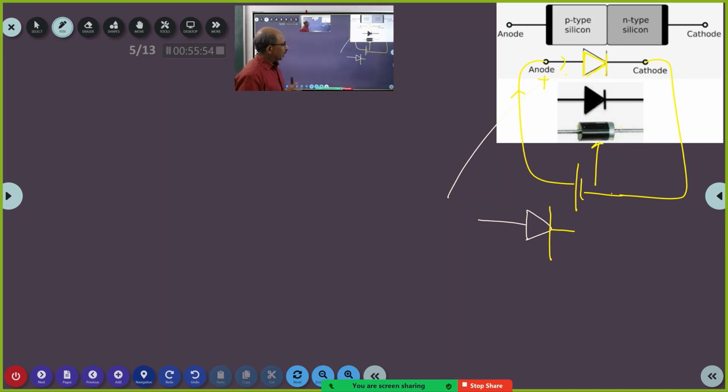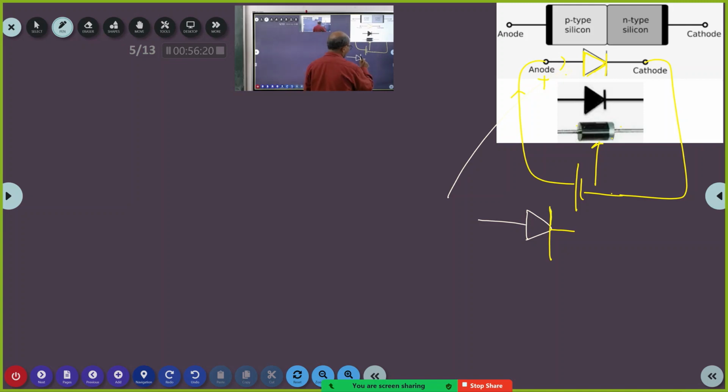Now when you are drawing, can we say that it has one triangle and a line also to show the junction? There is a junction between P and N. Yes, you can take it, that connecting point between triangle and line. You can take it. Correct.